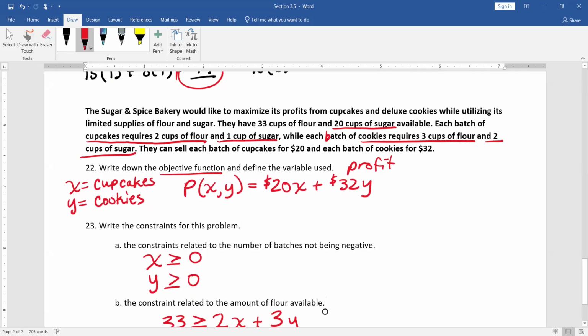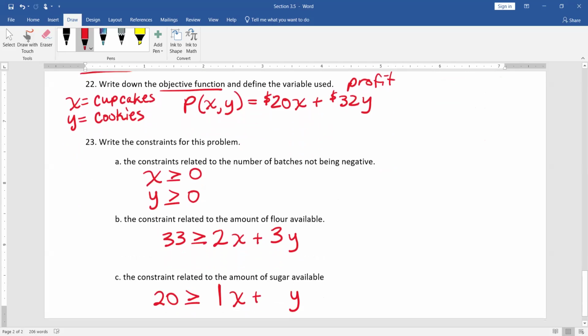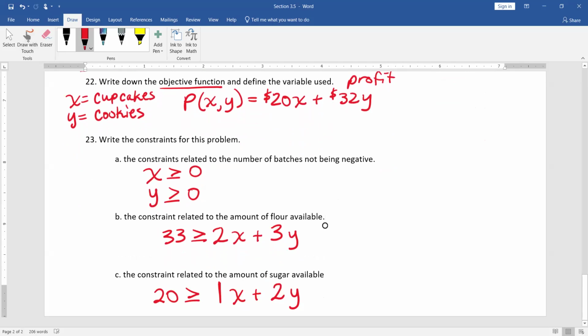Use 2 cups of sugar per batch. So that's going to be a 2. Again, I'm saying that the amount of sugar I use for each batch of cupcakes plus the amount of sugar I use for each batch of cookies must be less than or equal to 20.